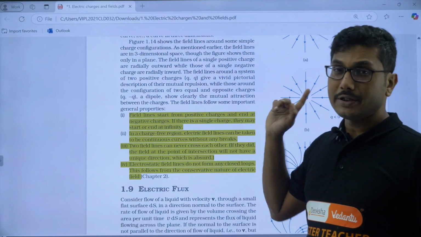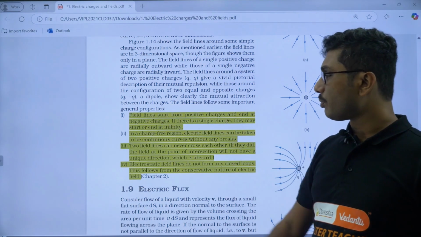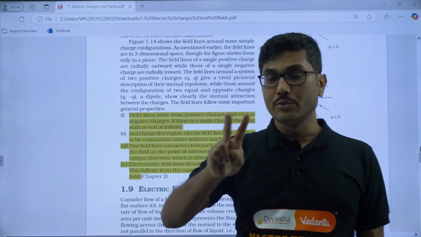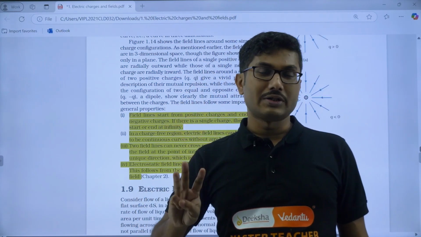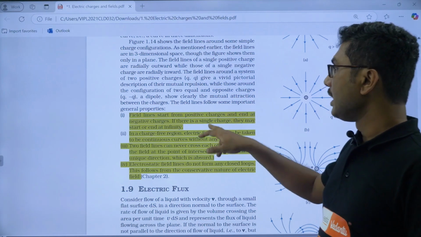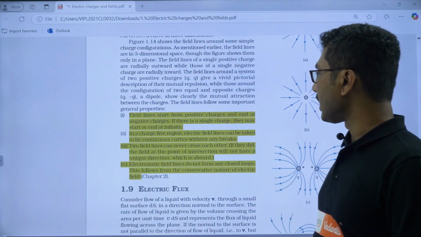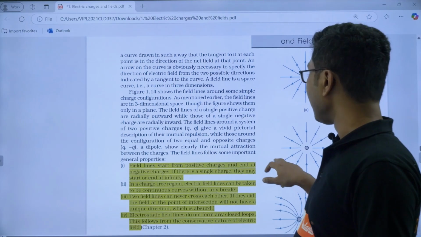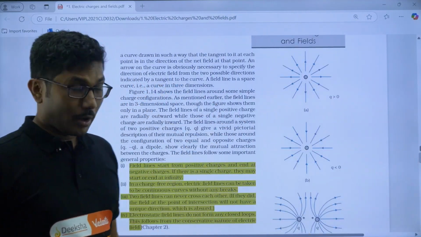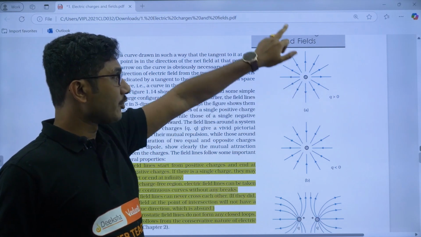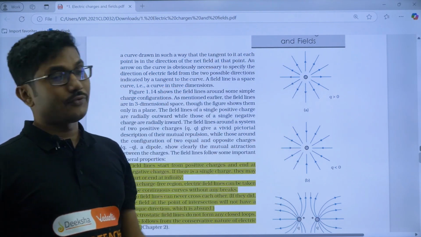So there are the properties of electric field lines. These four properties are important. Either three or two will come, so you have to remember three or two. What are the main points? Field lines start from positive charges and end at negative charges. This is the same way we described the property of the electric field: the electric field is radially outward for a positive charge and radially inward for a negative charge.